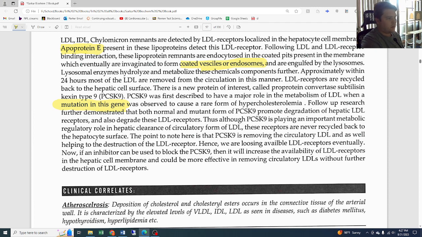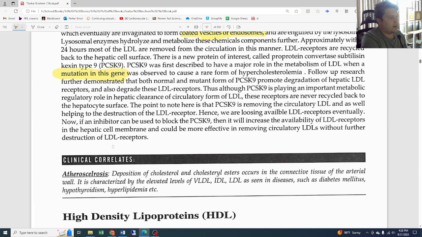Thus, although PCSK9 is playing an important metabolic regulatory role in hepatic clearance of circulatory LDL, these receptors are never recycled back to the hepatocyte surface. The point to note here is that PCSK9 is removing the circulatory LDL and also helping in the destruction of the LDL receptor. Hence, we are losing available LDL receptors eventually. Now, if an inhibitor can be used to block PCSK9, then it will increase the availability of LDL receptors in the hepatic cell membrane and could be more effective in removing circulatory LDLs without further destruction of LDL receptors.